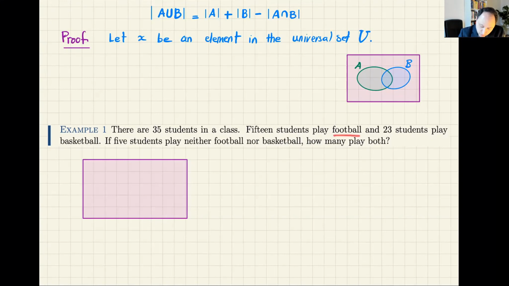Yes. And then the sports are football and basketball. So for example, I will draw something here and call it football, for example, F. And then I draw another one, something like this, and I will call it B for basketball. Yes. And then I read this. There are 35 students in a class. So instead of this universal set, this is my class, yes, which plays the role of the universal set here.